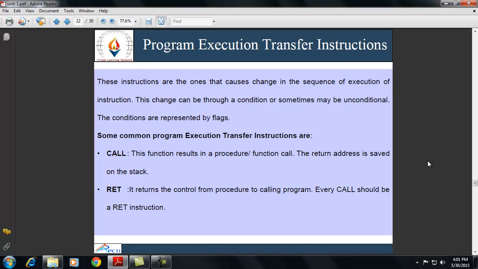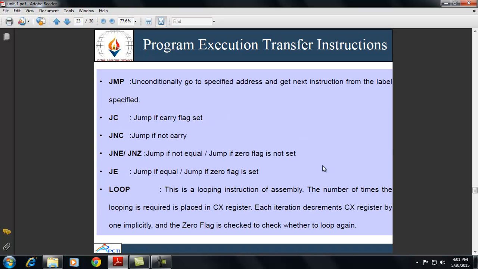Some of the commonly used transfer instructions are CALL, which results in a procedure or function call; RETURN, to return the control from the procedure to the calling program; and JMP, to unconditionally go to a specific address and get the next instruction from the label specified. Call, return and JMP are unconditional.